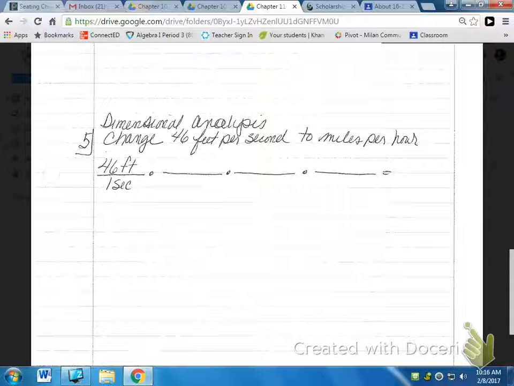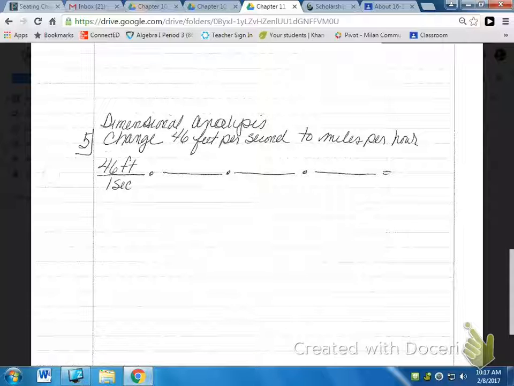So lesson 11.4, multiplying and dividing rational expressions. This is the second part and finishing up the lessons. This one is a dimensional analysis problem, and it's where you're changing from a particular rate to another rate, and you're converting between different measurements. So this one is changing 46 feet per second into miles per hour.